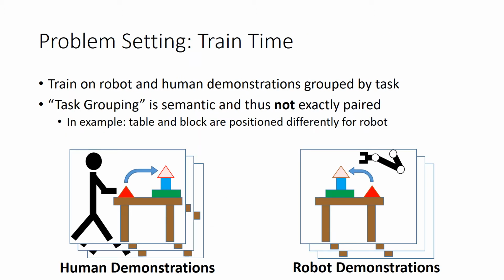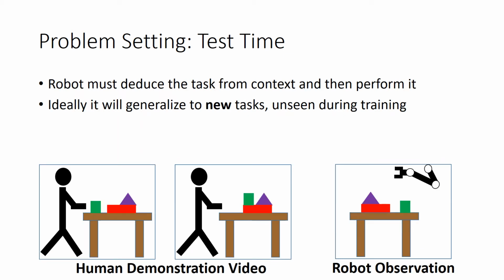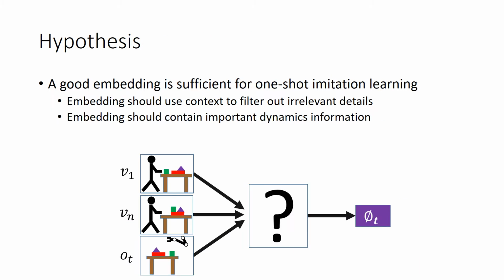For training, our approach assumes access to hundreds of robot trajectories and teacher videos grouped by semantically meaningful tasks. Note that the human and robot environments do not need to exactly match. During test time, the robot should perform new tasks after observing the human. For this to work, it must generalize to new situations unseen during training. This project seeks to learn a good visual representation for this problem.